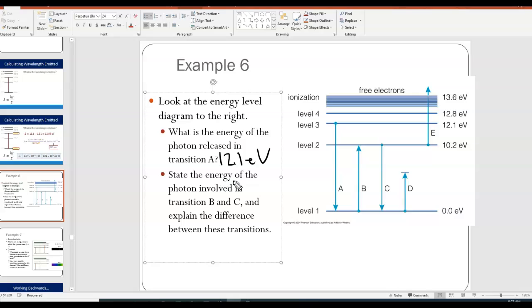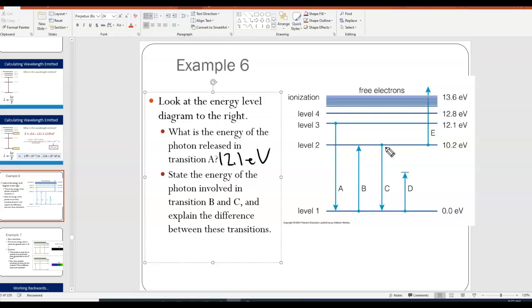Second question says, state the energy of the photon involved in transition B and C and explain the difference between these transitions. If you look at B and C, notice that they involve the same two energy levels, but one is going up and one is going down. If you're ever asked to draw an arrow on one of these diagrams, please make sure that you label the direction correctly. An upward transition corresponds to a photon being absorbed by the electron. A downward transition corresponds to a photon being emitted. Let me repeat that: an upward transition corresponds to a photon being absorbed by the electron.